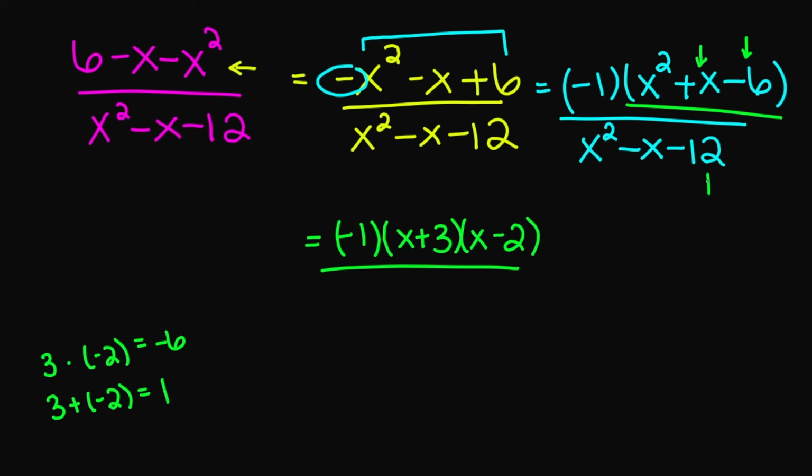My denominator, I'm looking for two numbers. When I multiply, that's going to give me a negative 12.